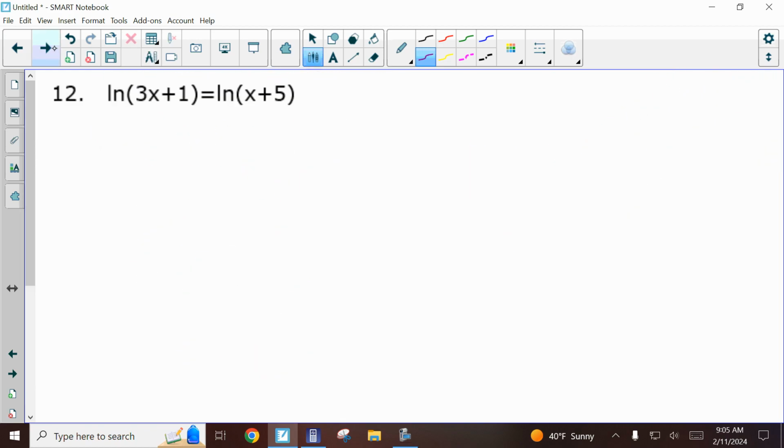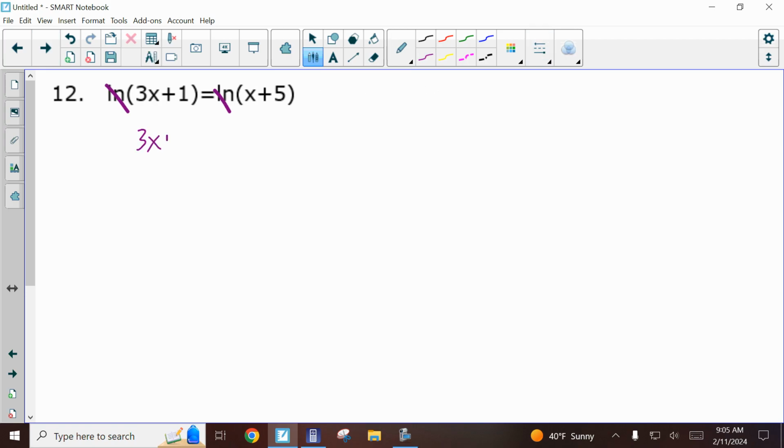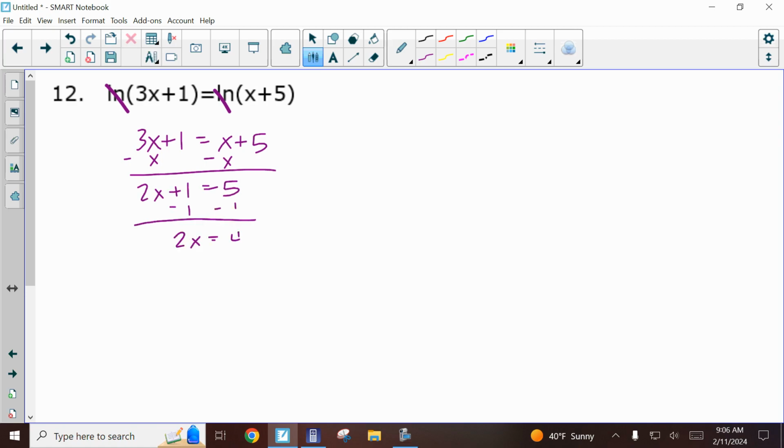Okay, number 12. All right, it's already got an ln on the left and an ln on the right, so we can just cross those out right away. And we can get to solving. So 3x plus 1 equals x plus 5. I need x all to one side. So this is 2x plus 1 equals 5. And then subtract 1 from both sides. So 2x equals 4. Then we can divide by 2.